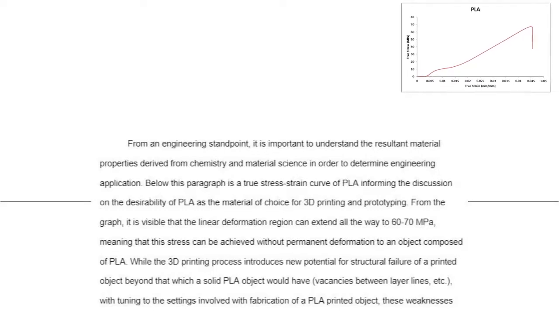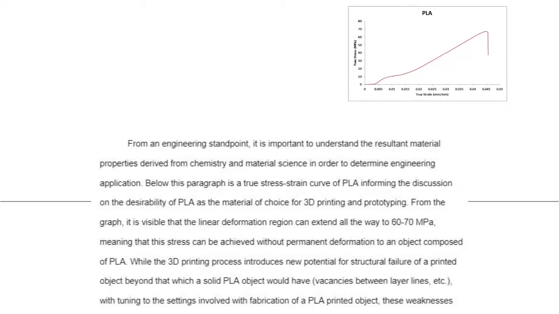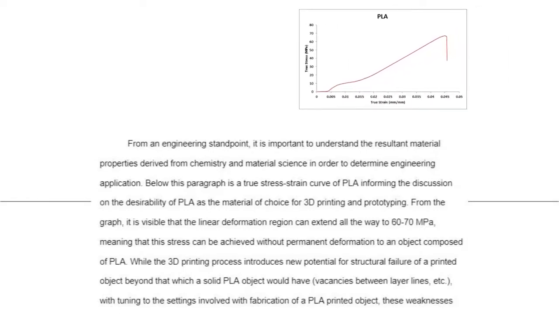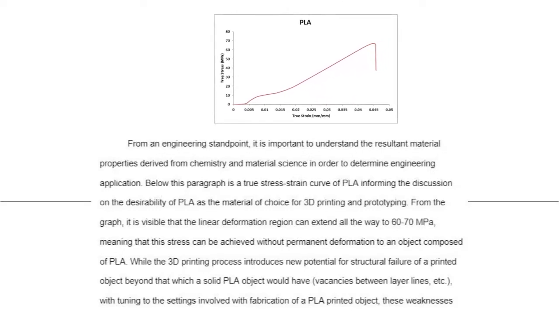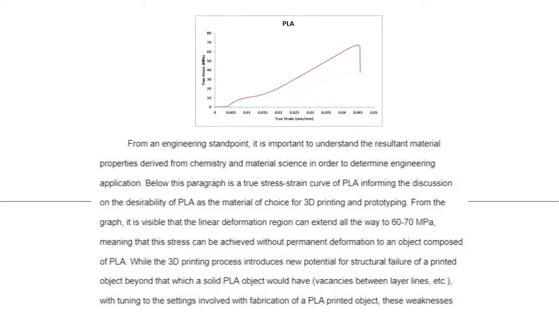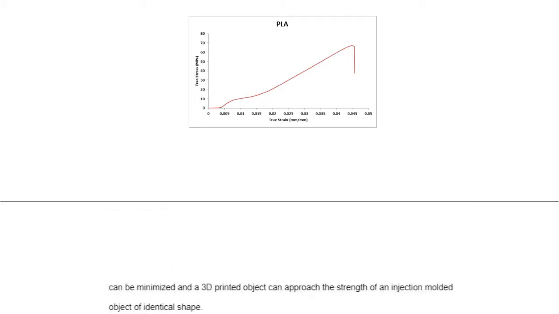From the graph, it's visible that the linear deformation region can extend all the way to 60 to 70 megapascals, meaning that this stress can be achieved without permanent deformation to an object composed of PLA. While the 3D printing process introduces new potential for structural failure of a printed object beyond that which a solid PLA object would have, vacancies between layer lines, etc., with tuning to the settings involved with fabrication of a PLA printed object, these weaknesses can be minimized and a 3D printed object can approach the strength of an injection molded object of identical shape.